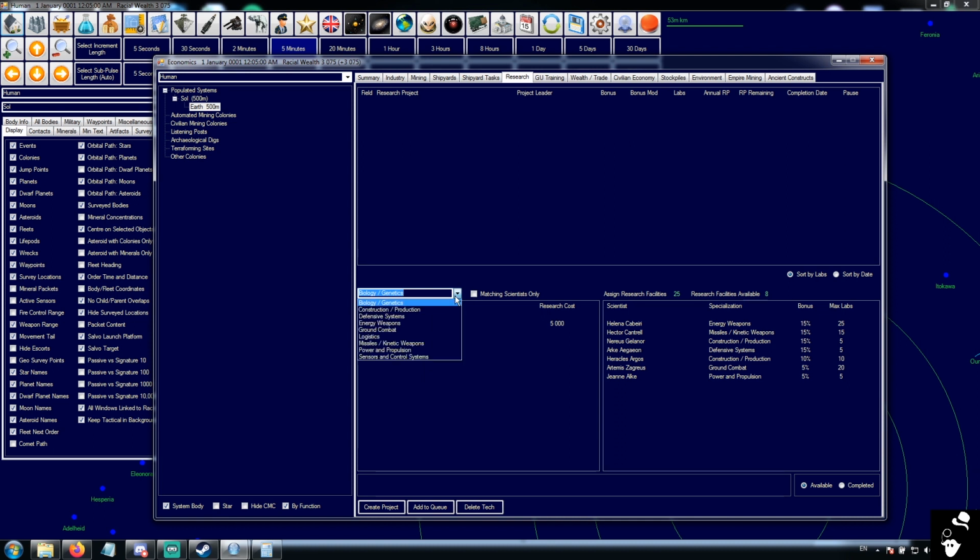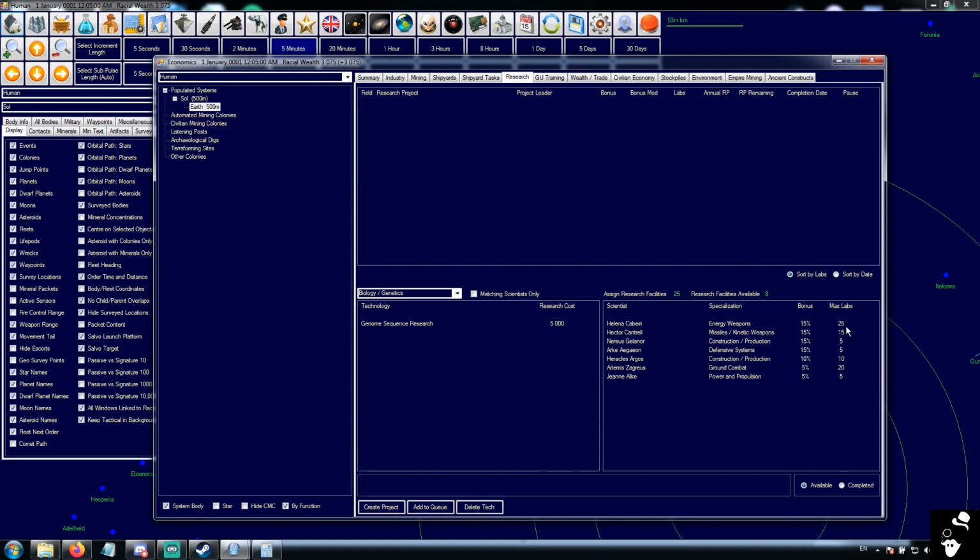So, research is in two halves. You've got the technologies themselves in a couple of different categories, and you have scientists who do the actual research. Now, at the start of the game, the game rolls up a couple of random scientists for you. Each scientist has a specialization, a bonus, and a lab capacity. The specialization and the bonus are important. The max labs are less important.